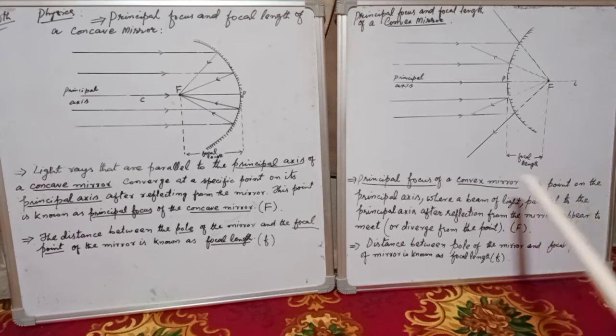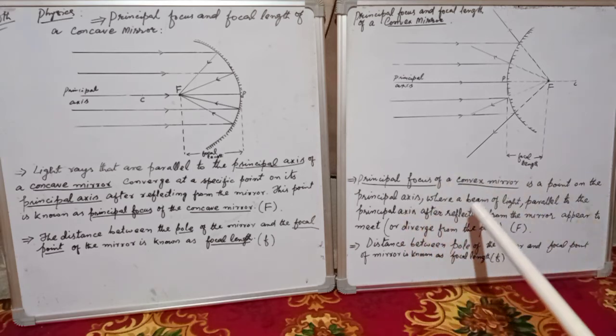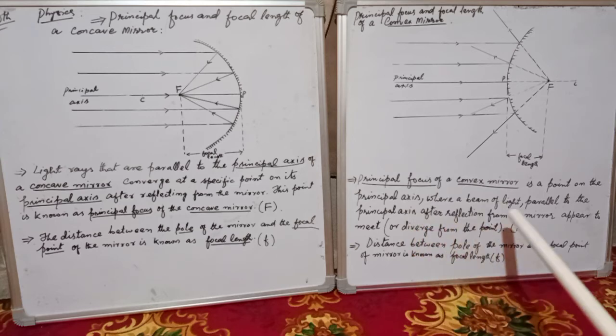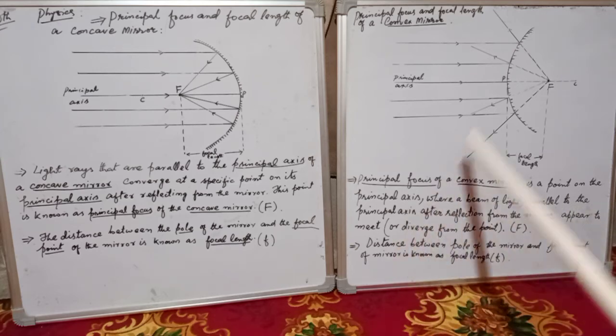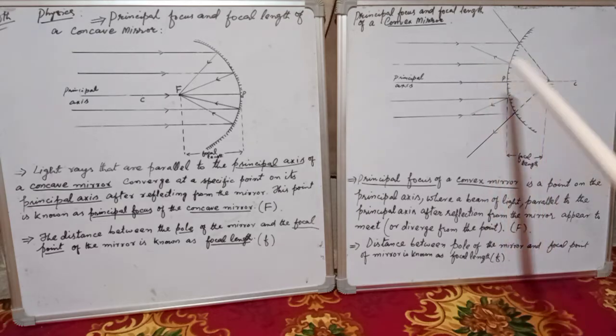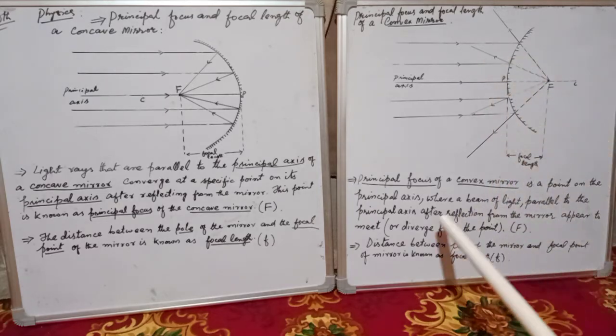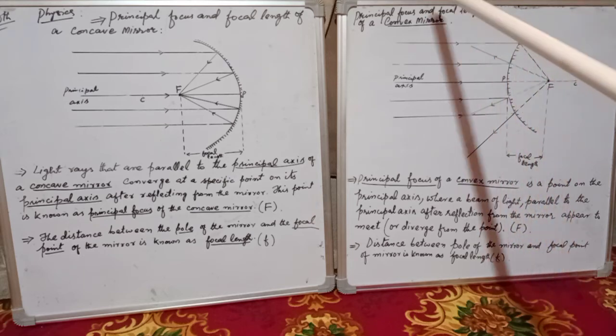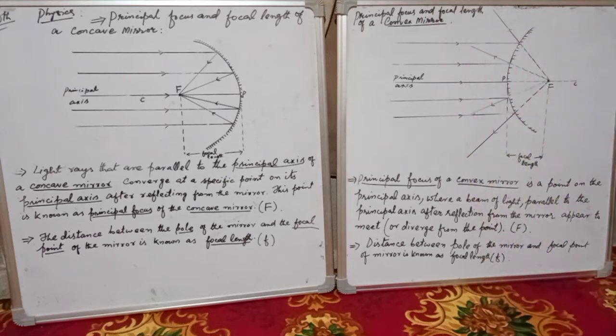Now look at its definition. The principal focus of a convex mirror is a point on the principal axis where a beam of light which is parallel to the principal axis, after reflection from the mirror, appears to meet. When reflected, they appear to meet, and we can say they diverge from the point. It seems that from this point they are diverging, spreading out. So this is here the principal focus of a convex mirror.